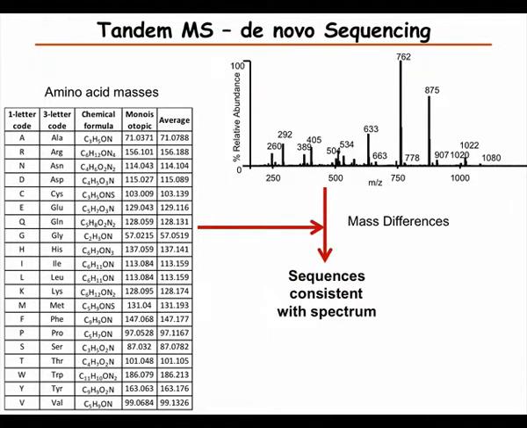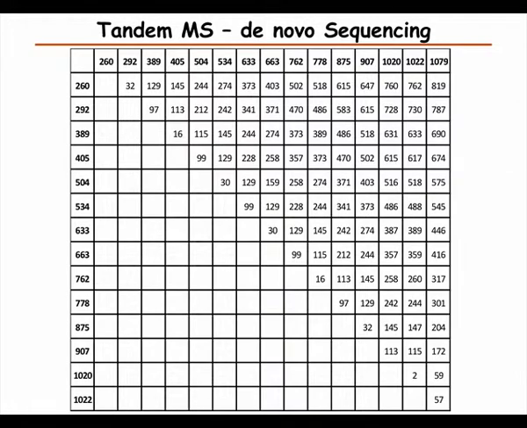But the general case is the opposite. It's not that we have a sequence and a spectrum and we want to just confirm that they're matching, but we take a spectrum and we have the list of amino acids and maybe some modifications also, and we want to deduce the sequence from that. So one way is to take all the masses and make a big table for all the differences between all the peaks. So we end up with something like this.